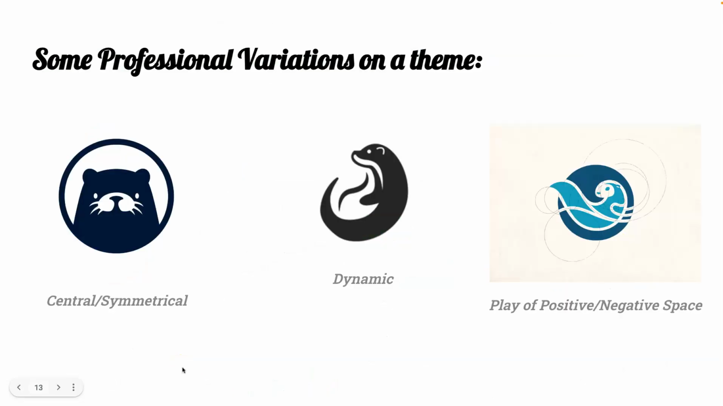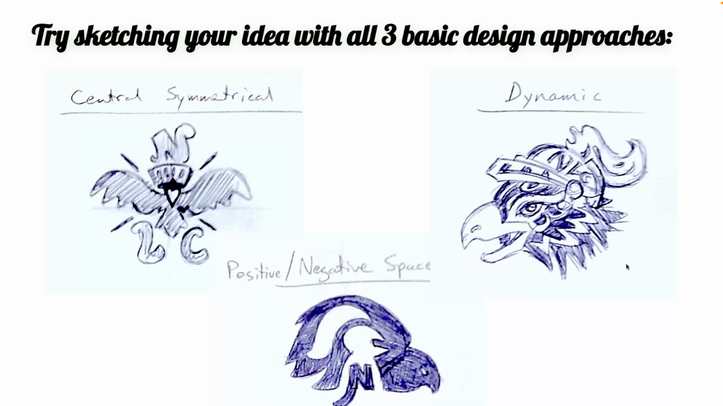Here are some professional variations on a theme, like just for an otter. This one's central symmetrical. This one's dynamic. This one plays with positive and negative space. Here's an old example using Nico, our campus mascot. Here's a central symmetrical one, though we're not going to use letter forms for ours. Here's a dynamic one. And here's a play of positive negative space where the knight silhouette is cut out of the hawk, since it is a Nighthawk.